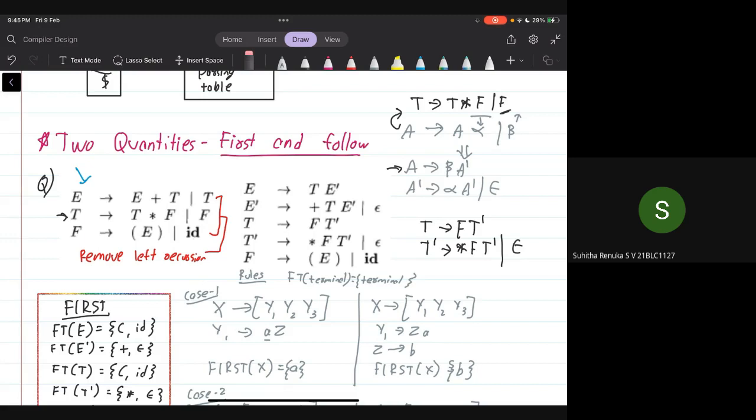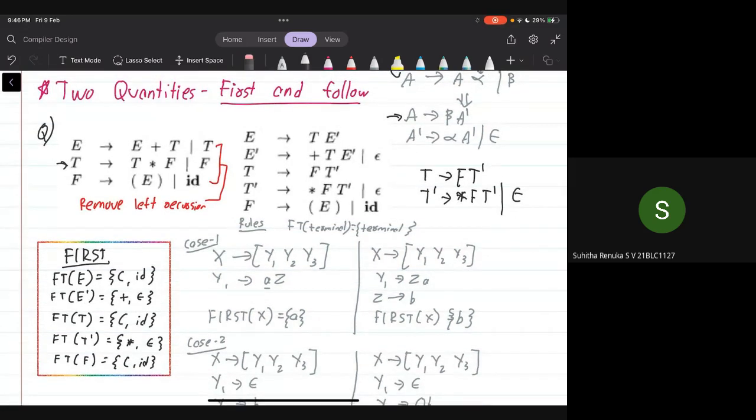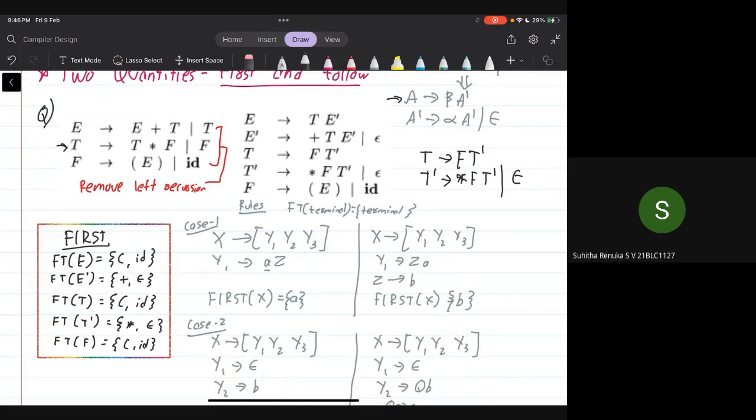So you removed left recursion and you got this. Now you have to find first and follow. How long is this PDF? How many questions are there? One question. If I solve one question, can I solve anything? Yes. See, you have to do first.